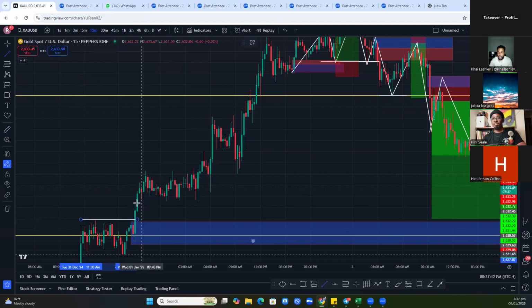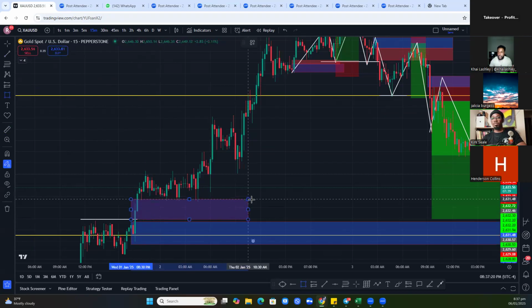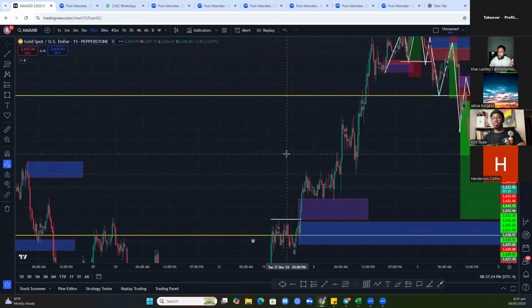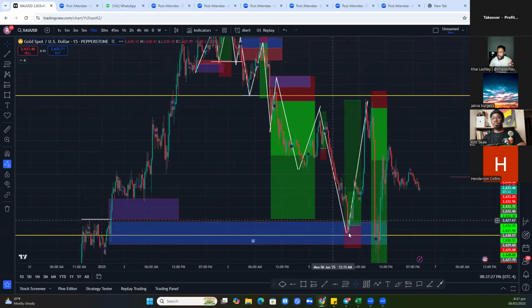These were previous highs, market trades above it. We got sweep liquidity, boom, engulfing candle, boom, imbalance created. Market traded right away back down into that area. Voila, like magic. Boom, we're going again.